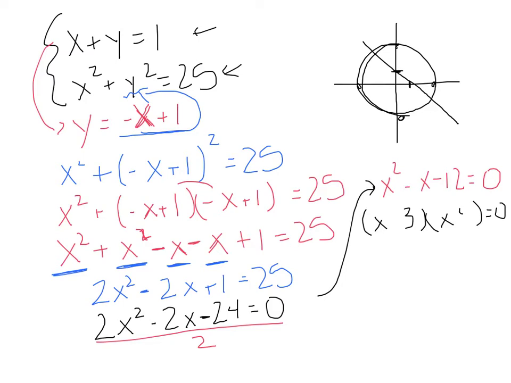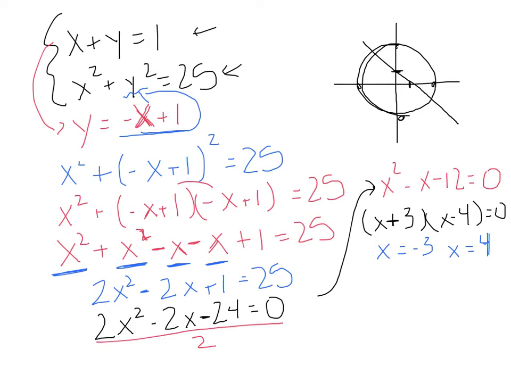Probably going to be 3 and 4. If we want them to add to be negative 1, the 4 has to be negative, so the 3 is positive. So we have our two solutions. We have x equals negative 3, and we have x equals 4. Now these are just the x's. We need to find the y's.